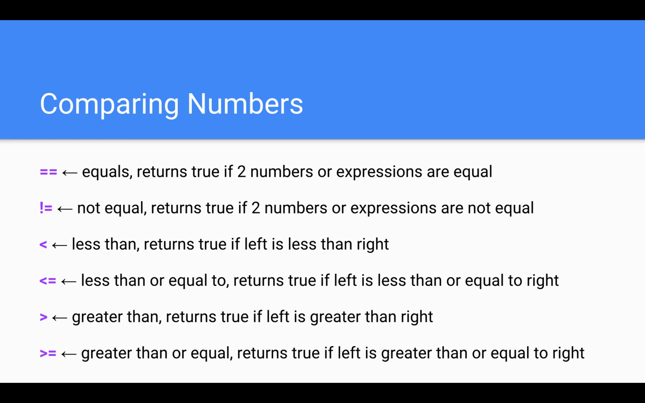Boolean logic. When you're comparing numbers, you use equals equals to see if they're equal to each other. Not equals, or exclamation point equals, will return true if the two numbers or expressions are not equal. And then for the rest of them, it's exactly what you would expect: less than or equal to, greater than or equal to. And remember, with equals, it has to be two equal signs. If you don't include both, you'll be doing assignment, which will always return true, which will potentially mess up your program. So watch out for that.